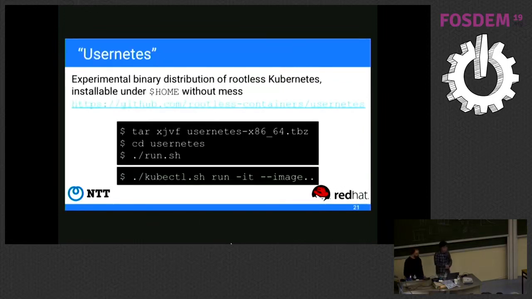And we provide Usernetes, which is an experimental binary distribution of rootless Kubernetes that can be installed under the user's home directory without mess. So you can just download a binary archive from github.com/rootless-containers/usernetes, just unpack the archive and just run run.sh. And you can do kubectl without mess.